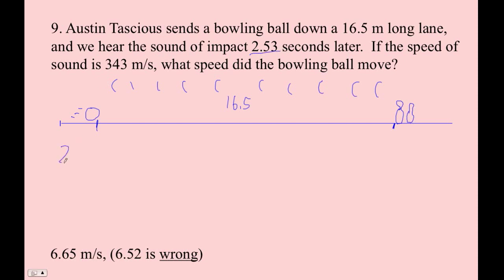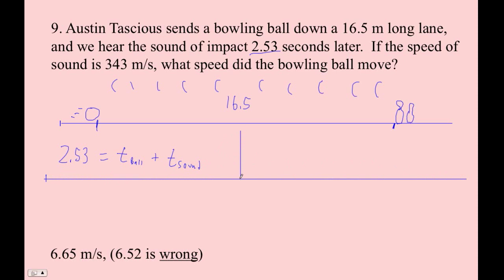So let's just write that down. 2.53 equals the time for the bowling ball to travel, right? Plus the time for the sound, right? Now, if we gain a little cleverness here, let's compartmentalize this, right? The time for the ball to travel is going to be some velocity over 16.5, or 16.5 over some velocity, right? So let's figure that out. The time, actually we can't figure that out.